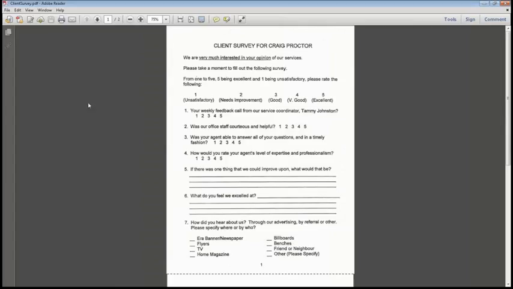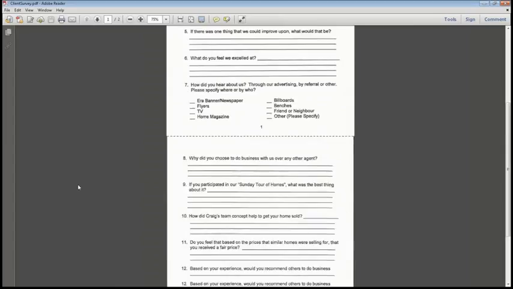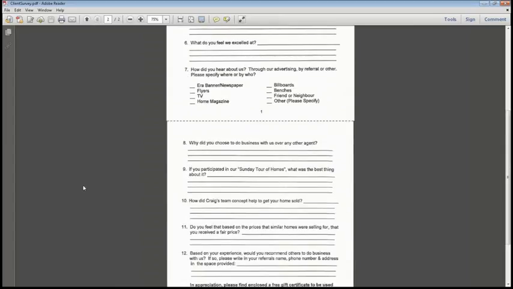Number 7, how did you hear about us? Through our advertising, by referral or other. Please specify where and by who. You and I want to know what's working in our business as far as how prospects are coming to find us and do business with us.